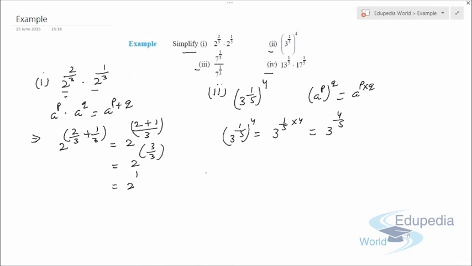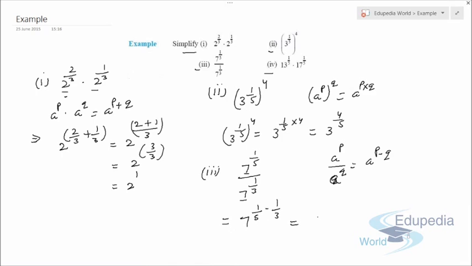Now the third question is 7 raised to power 1 by 5 upon 7 raised to power 1 by 3. Now clearly in this question we have the same base but they are dividing each other, so we can apply the law a raised to power p upon a raised to power q equals a raised to power p minus q. Means we can subtract the powers. So this can be written as 7 raised to power 1 by 5 minus 1 by 3.